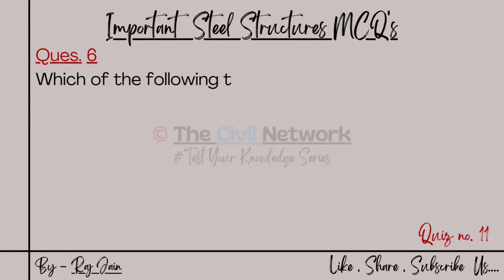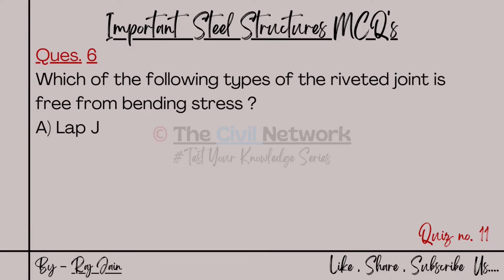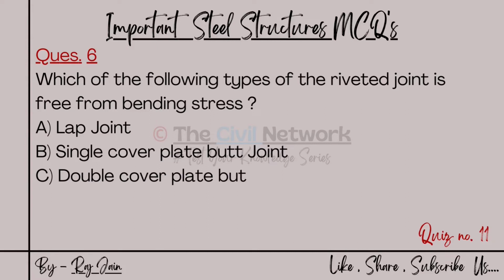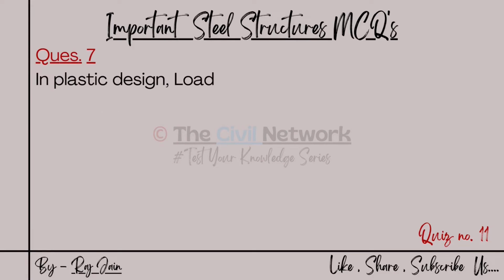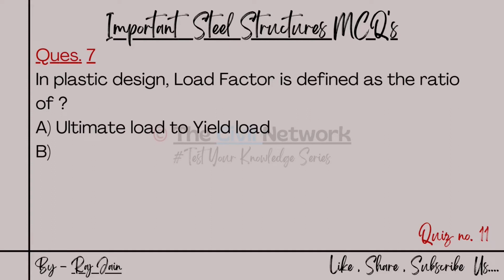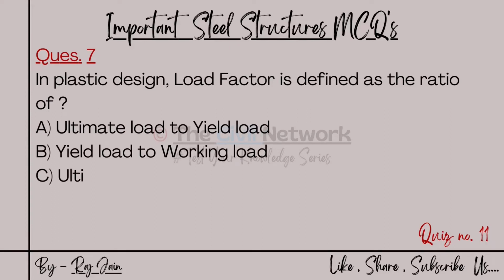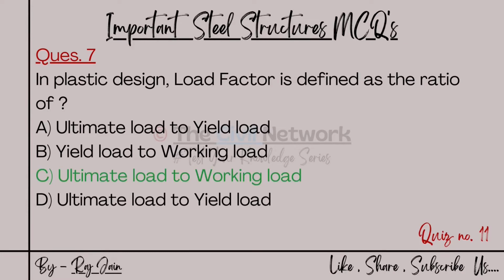Question number 6. Which of the following types of the rivet joint is free from bending stress? Correct answer is double cover plate butt joint. Question number 7. In plastic design, load factor is defined as the ratio of. Correct answer is ultimate load to working load.